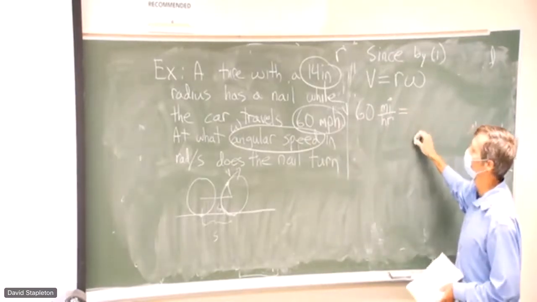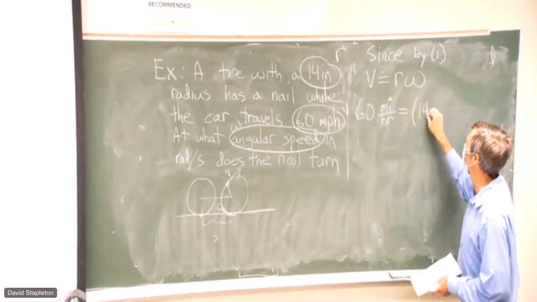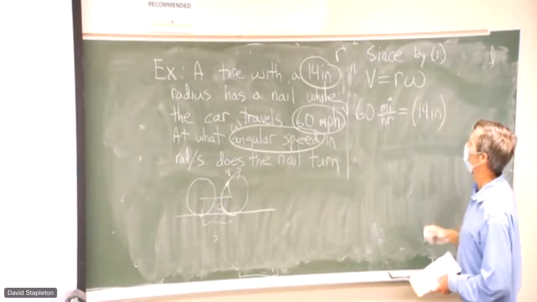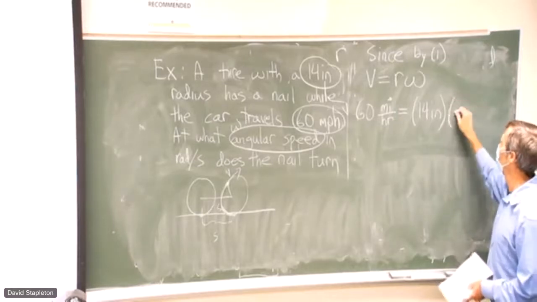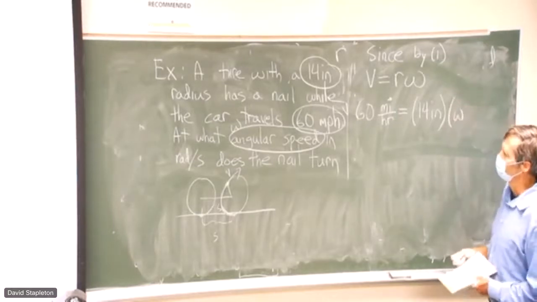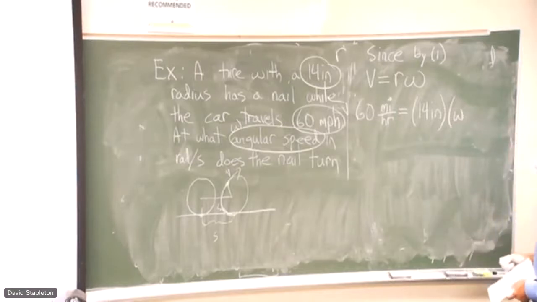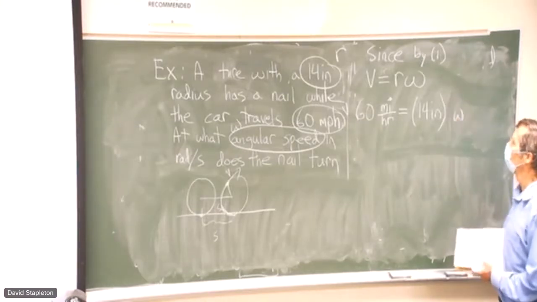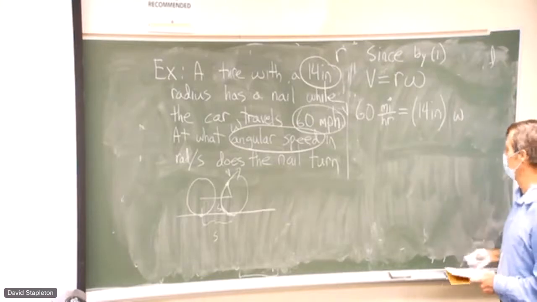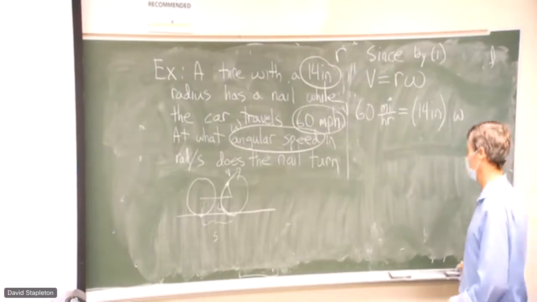Equals R, the radius is 14 inches, times omega. And omega, I want to put in radians per second. Okay. So the tricky thing is figuring the units on this.